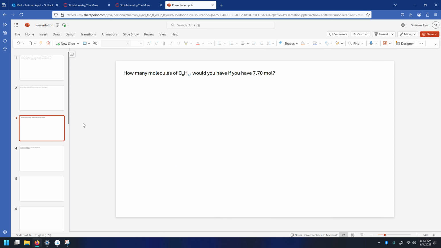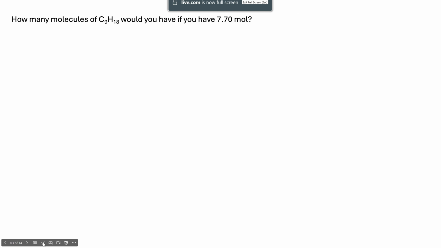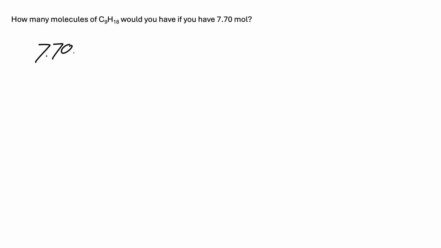Next on our list, how many molecules of this compound do we have? Now, when you're looking for number of molecules, it's a little bit of a different calculation. In order to begin, I'll write what we're given. It's always a good idea to write down what you're given, 7.70 moles of C9H18. This is our unit, and this is our chemical identity.